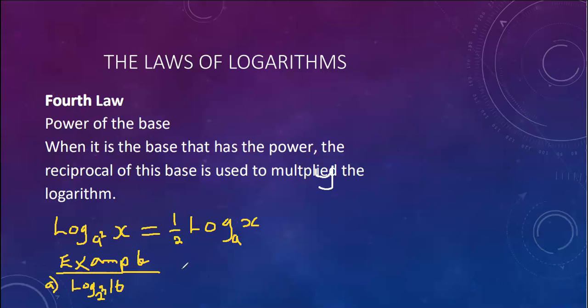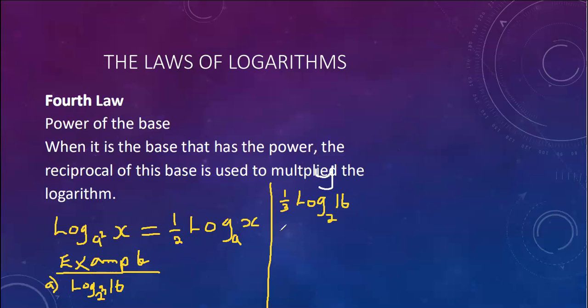Okay, so we are going to apply this law now. Since the base is the one that has the power, the law says we should multiply the log by the reciprocal of the power of the base. So we are going to have 1 over 3. The reciprocal of 3 is 1 over 3 as well. Multiplies log 16 in base 2.